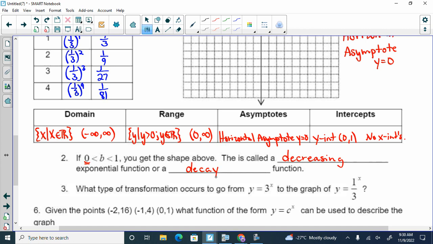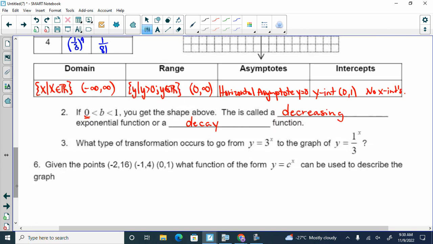What type of transformations occur when you go from y equals 3 to the x to y equals 1/3 to the x? Yeah, y-axis. So when you want to compare, you always have to compare with the same base. So this is 3 to the x, and this one would be 3 to the negative x. So the only way you can compare transformations that have happened is if the bases of the two functions are the same.